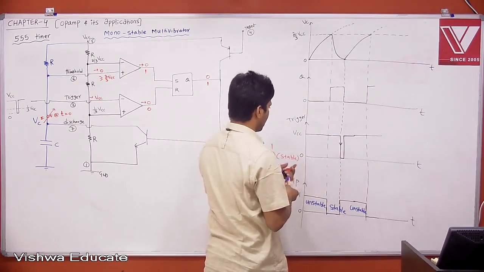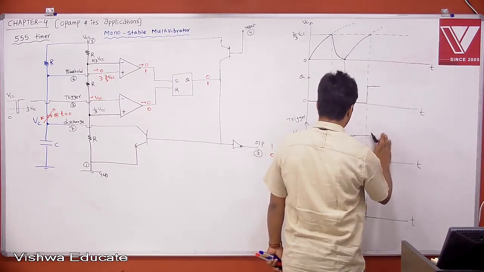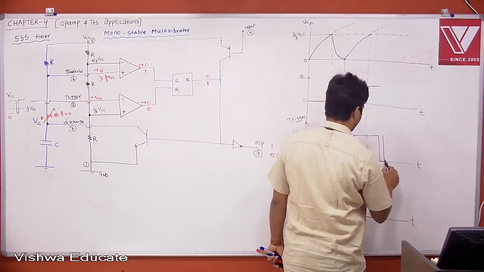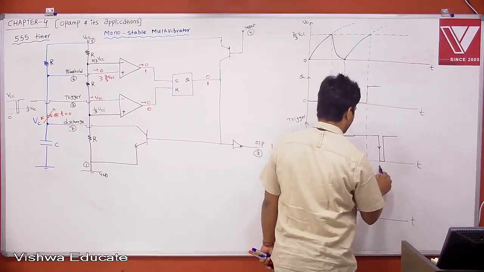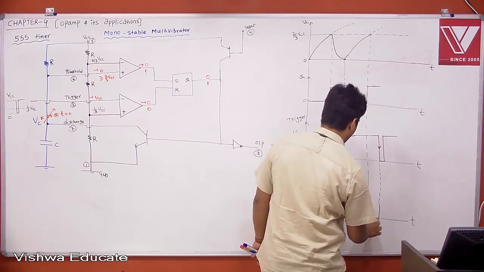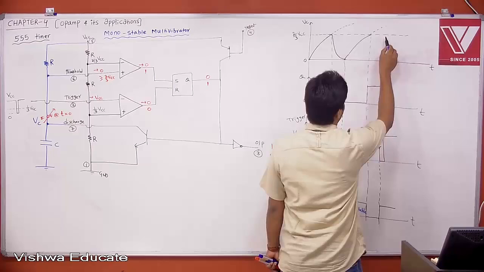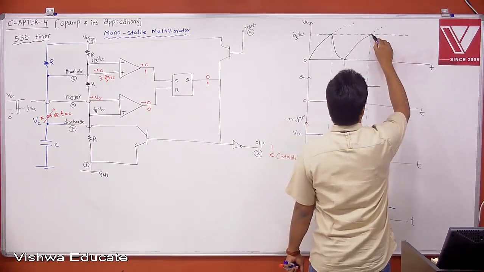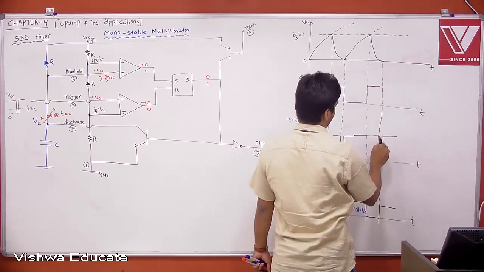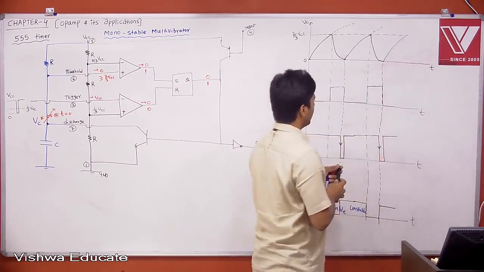Then what will happen? Again, until you apply a trigger. Let us say I am applying trigger here. Whenever I apply trigger, at exactly that point your output will change from the stable state and enter into the unstable state. Then again, whenever trigger applies, this will be completely discharged. Whenever trigger applies, then only your output will change. Then again your capacitor starts charging. That will continue. I'll stop.